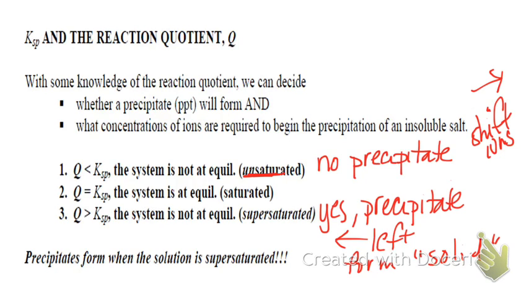So just like before, you still have to say Q is greater than KSP, so you get a precipitant, or Q is less than KSP, you don't. With KSP, you do not talk about shifting left or shifting right. You talk about forming a precipitate or not forming a precipitate.